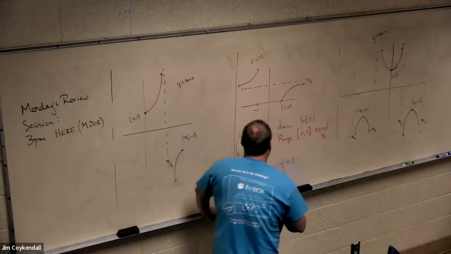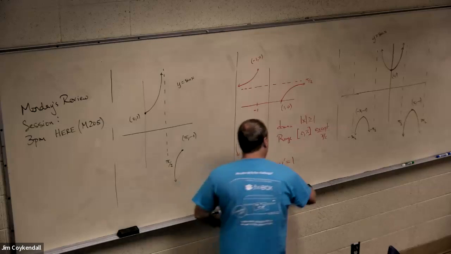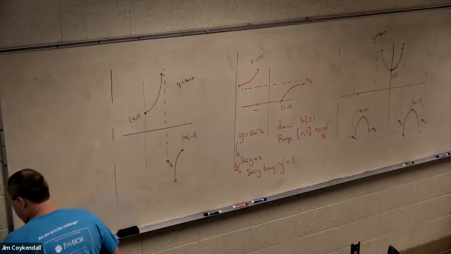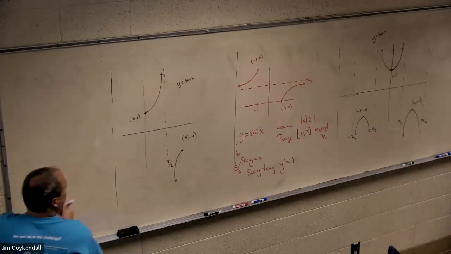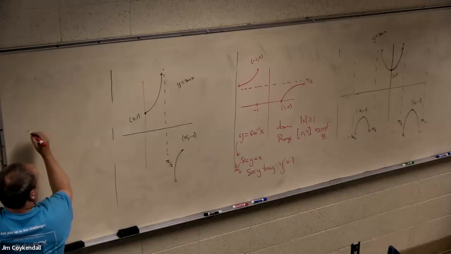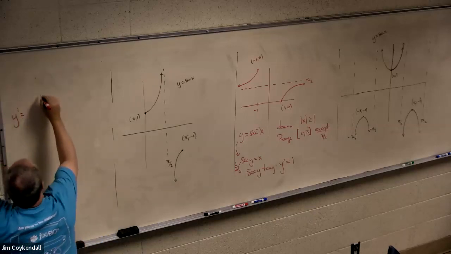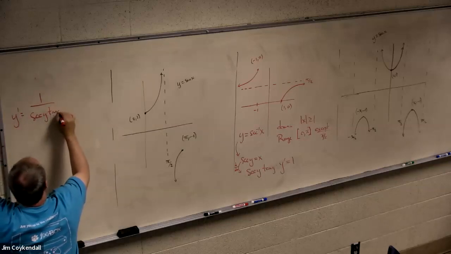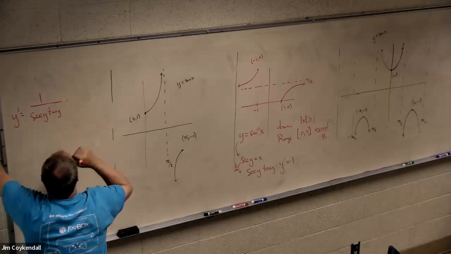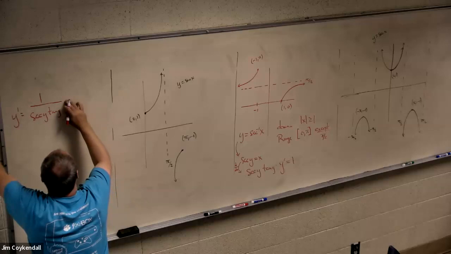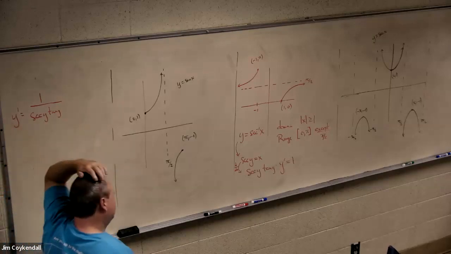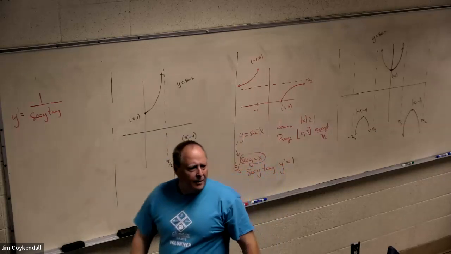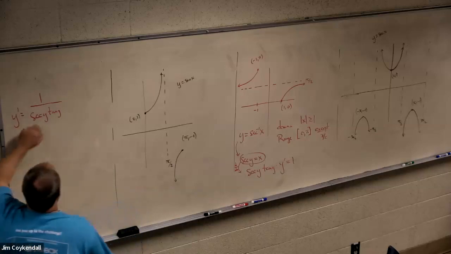And the derivative of x is 1. So I get y prime is 1 over secant y tangent y. Now, secant y is x, right? So I can adjust this a little bit.